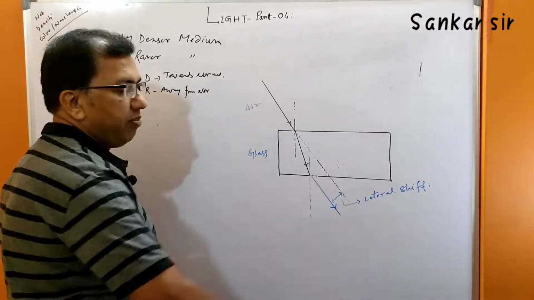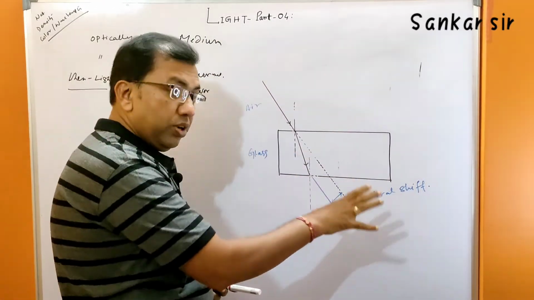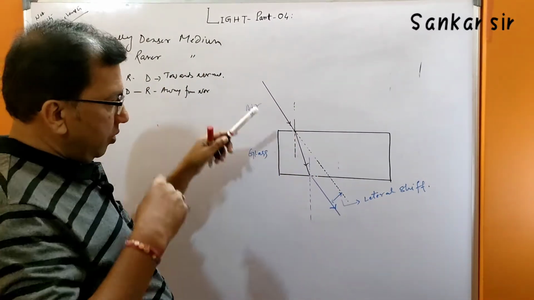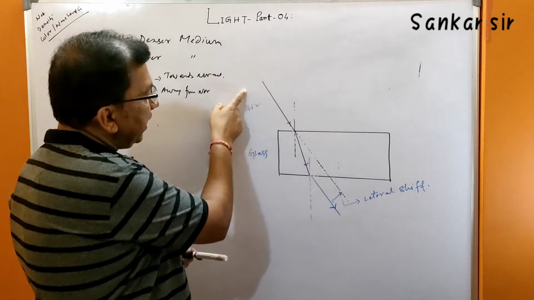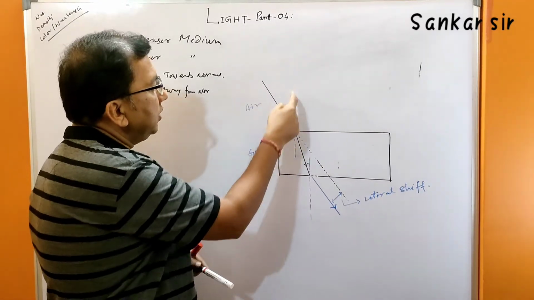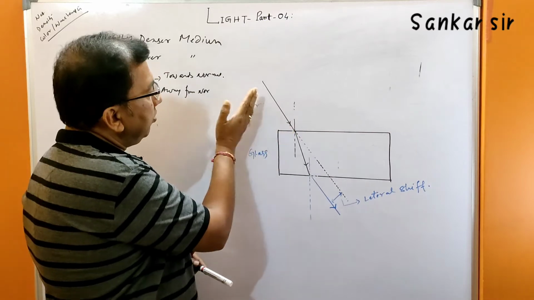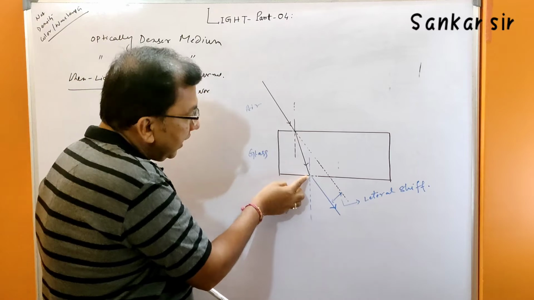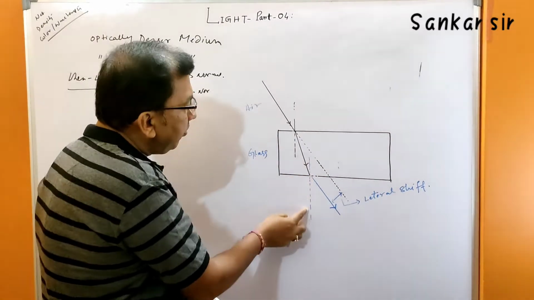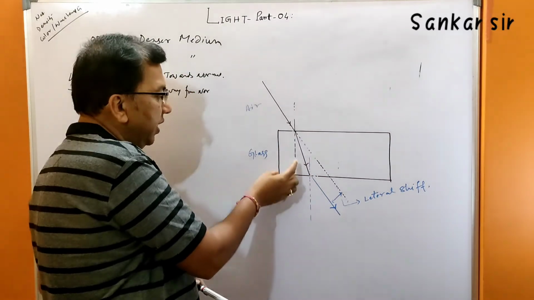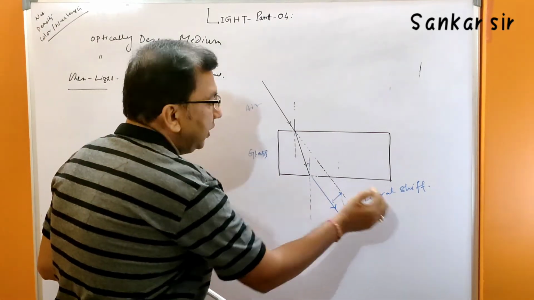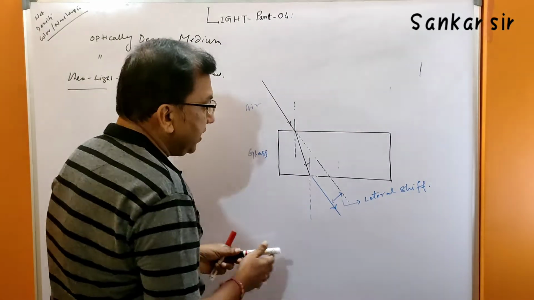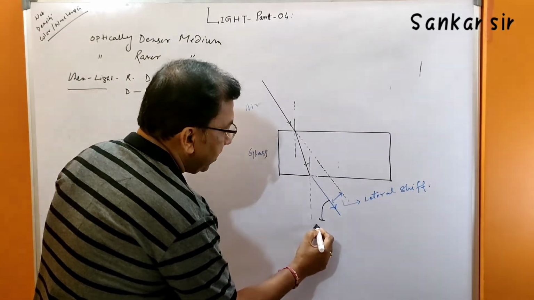Now come to refraction through a glass slab. It is very important in the physics lab, and it is experimentally proved. Suppose this is air and glass, a light enters, this is the normal. It goes rarer to denser, towards the normal, and comes out here. Then again refraction takes place. This is the normal. It is glass to air, denser to rarer, away from the normal. So this is the incident ray and this is the emergent ray.